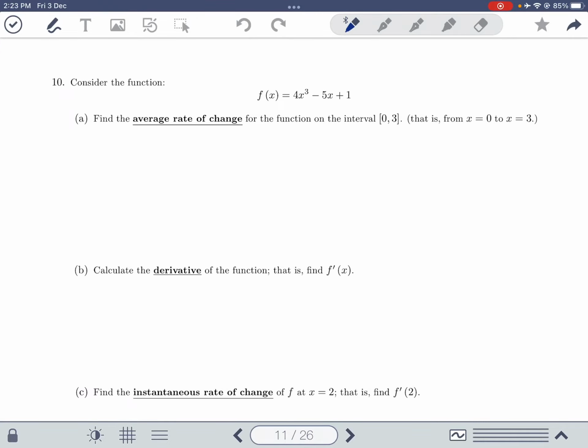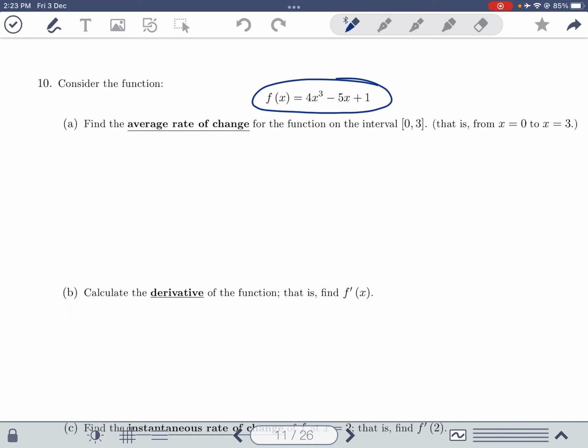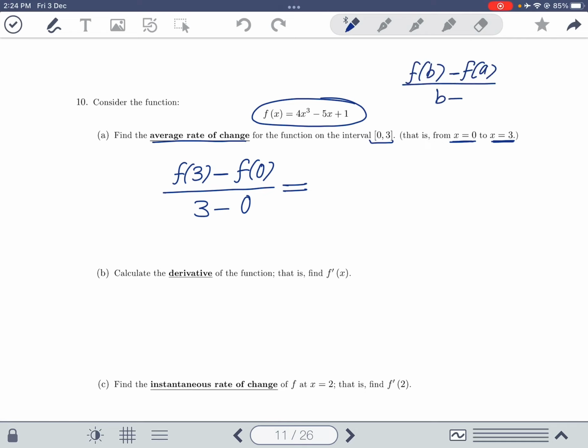Okay, in this question we have a function that's given here. It's a cubic polynomial, and they're asking us first in part A to find the average rate of change for this function on the interval 0, 3. So from x equals 0 to x equals 3. This means the average rate of change will be f of 3 minus f of 0 over 3 minus 0. This is the formula for the average rate of change from a to b. You do f of b minus f of a over b minus a.